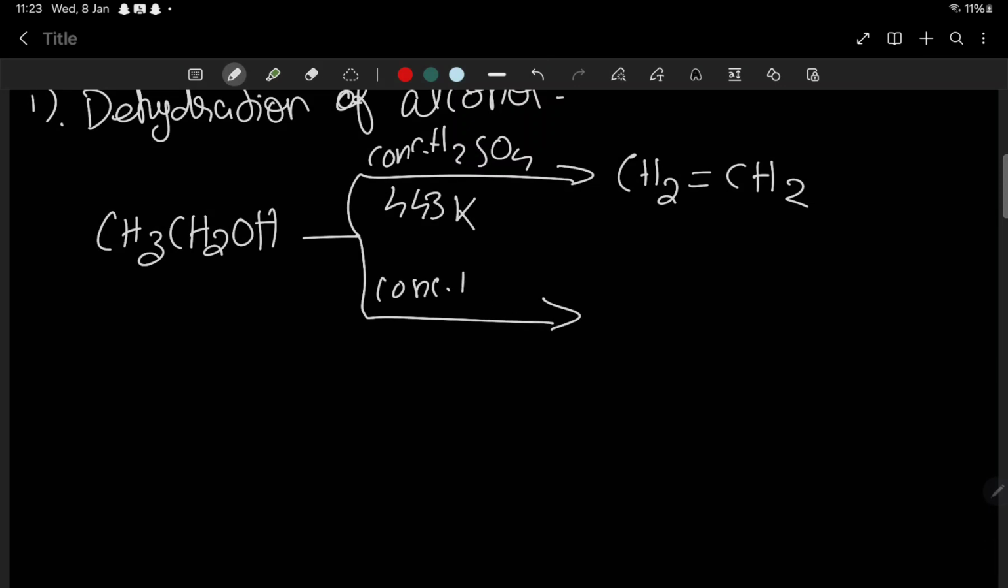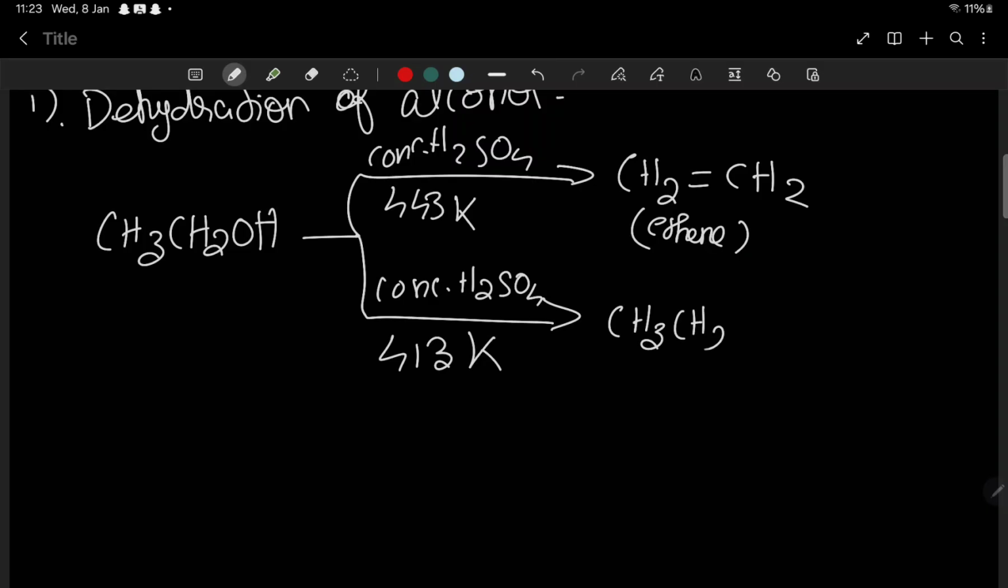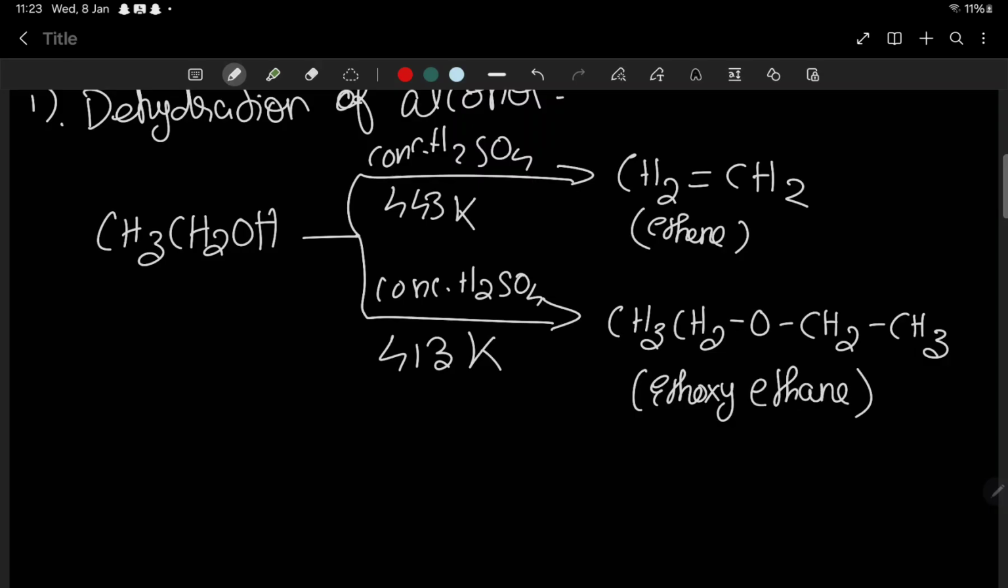Use the same reagent but lower the temperature. Instead of 443, reduce the temperature to 413 Kelvin. Then instead of ethene, we get the corresponding ether, that is CH3CH2OCH2CH3. This is ethoxyethane. We get ethoxyethane. So this is a reaction.